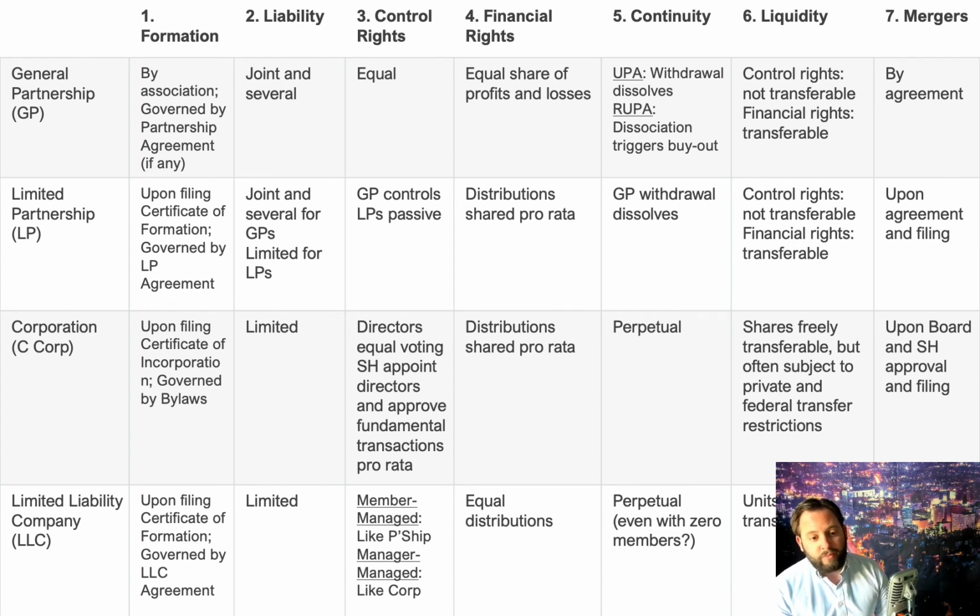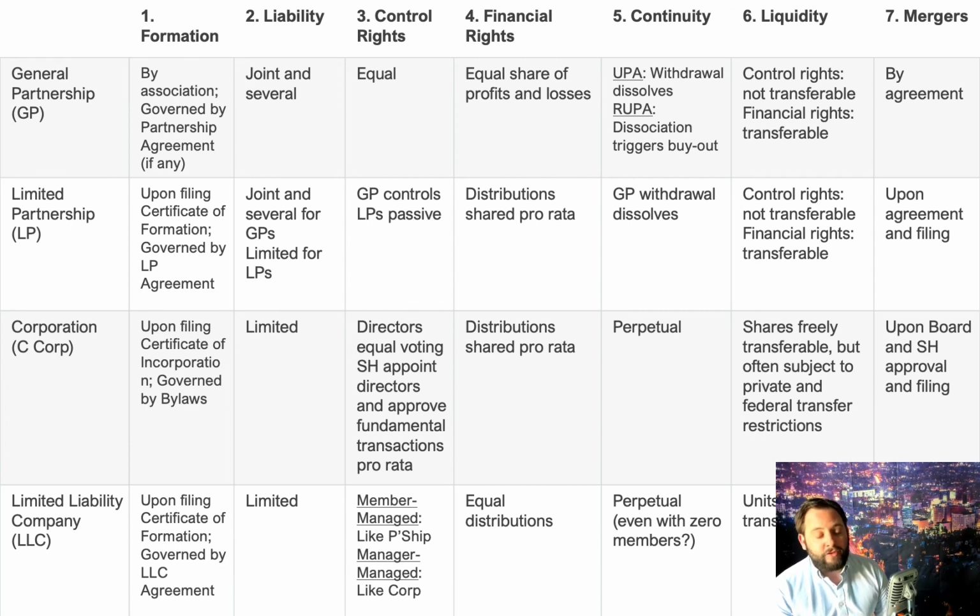The financial rights will generally be equal distributions, but once again, it will be governed by the operating agreement, so please consult the operating agreement. The continuity of an LLC is perpetual. It should go on forever. And what's interesting, according to Sean Barron, a professor at Florida State, is this is true even if all the members withdraw, which is very interesting to think of a zero-member LLC that is still able to continue operating.